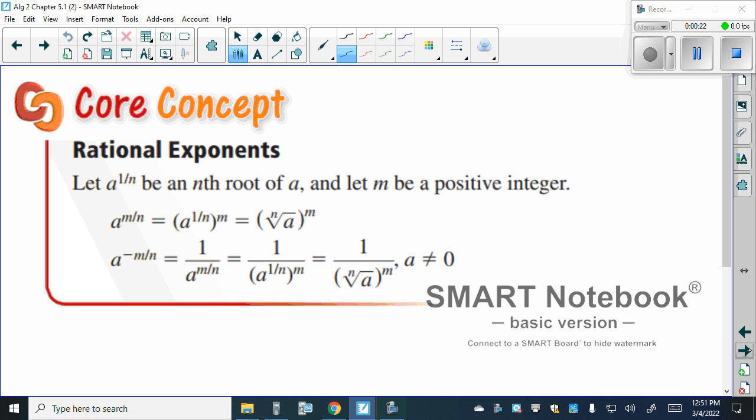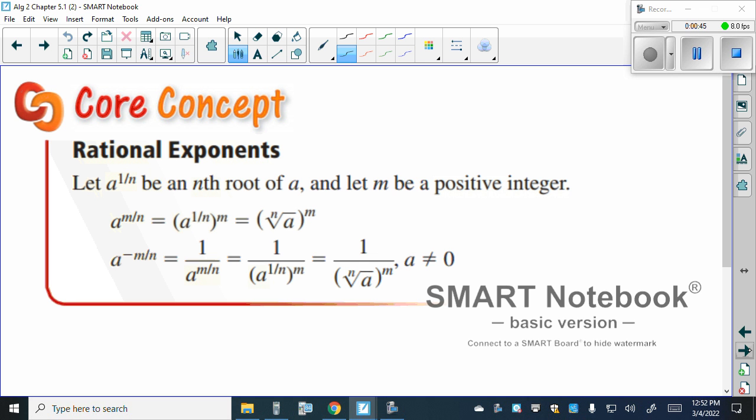Now, what we're doing today is really an extension of what we did yesterday, talking about the use of these rational exponents and how we can manipulate them to simplify the expression into something a little bit simpler. Now, there's two ways we can talk about rational exponents, and these are two of them here, a to the m over n.